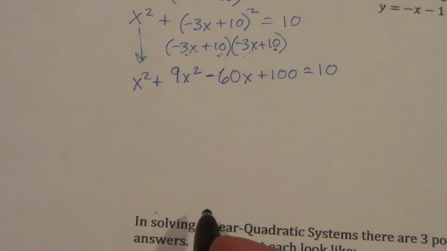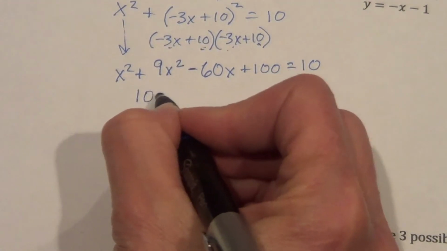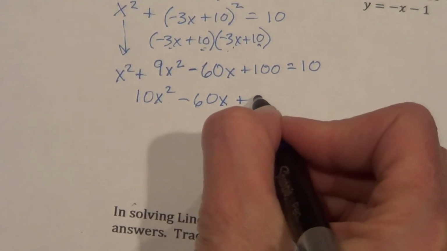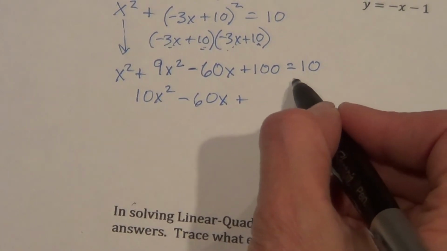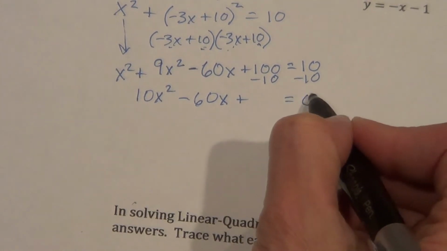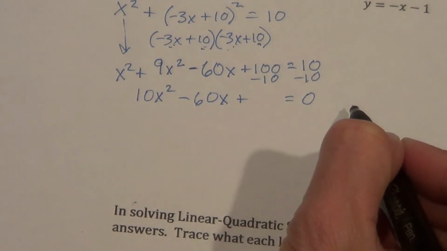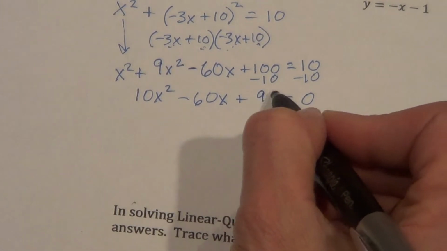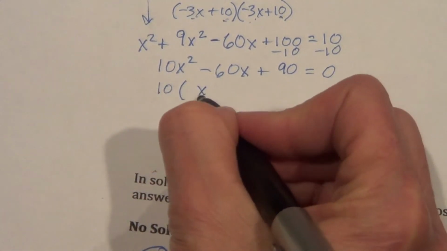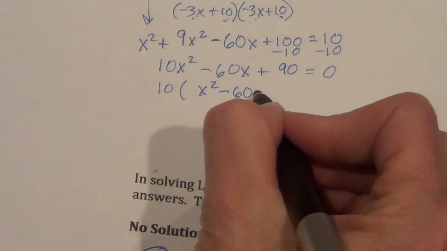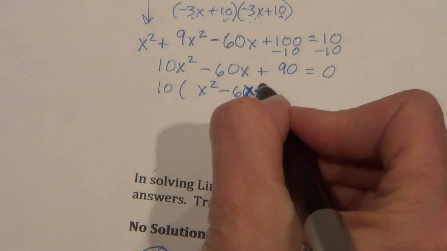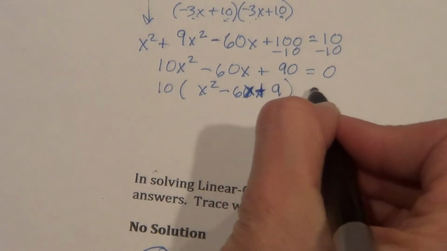Now we combine our like terms. That's 10x squared minus 60x plus, it would be plus 100, but I want to get rid of this 10 over here so that I can set it all equal to 0 and factor, figure out what my x is equal to. So that would be 90. First thing that I would factor out would be 10. So I get x squared minus 6x plus 9.